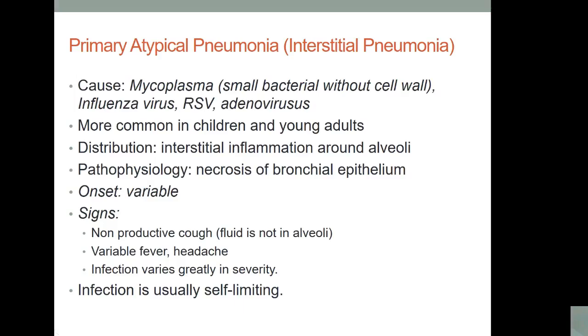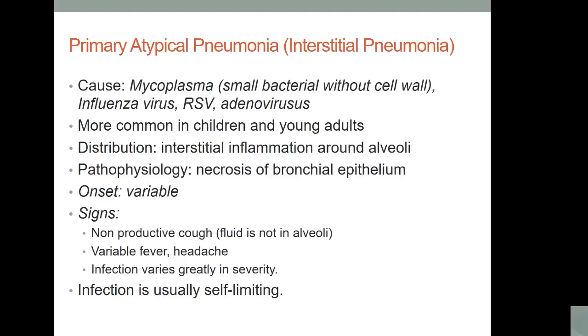Primary atypical pneumonia, also called interstitial pneumonia. This is caused usually by mycoplasmas. These are small bacteria without cell walls, or viruses such as influenza, RSV, and adenovirus. This type of pneumonia is more common in children and young adults. The distribution is interstitial inflammation, and this is around the alveoli instead of in the alveoli.